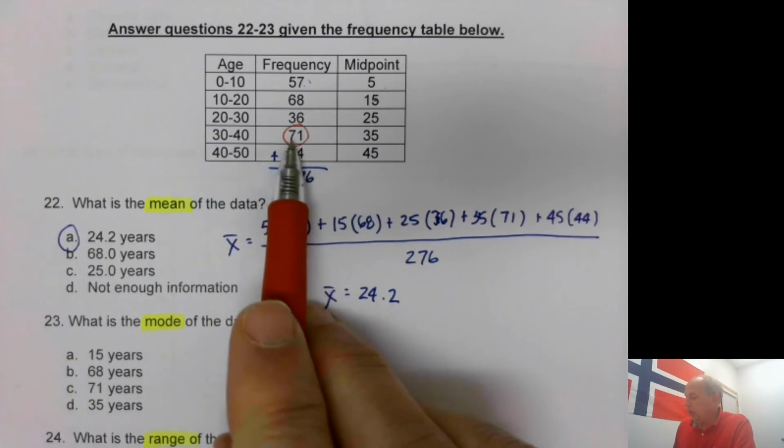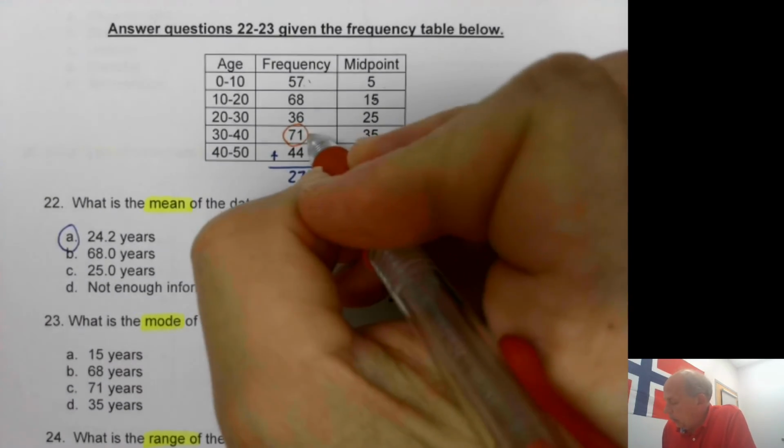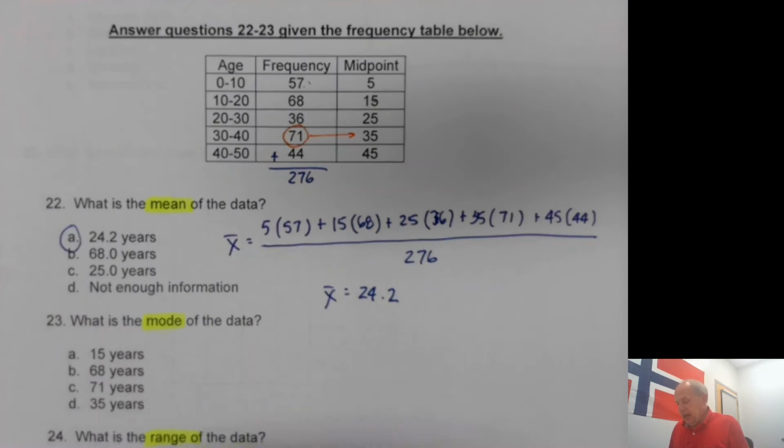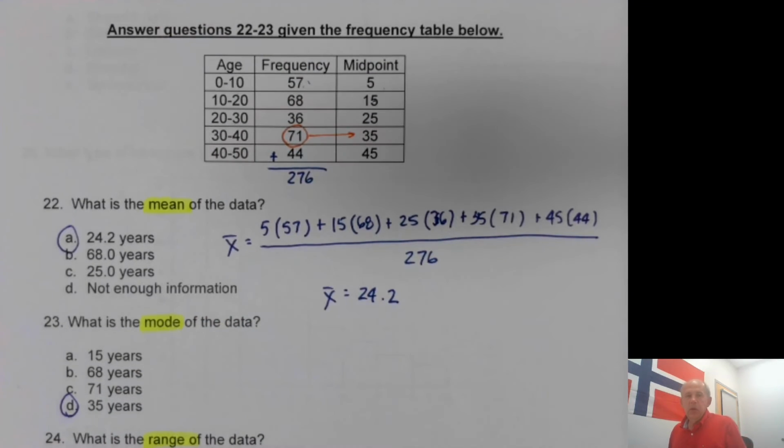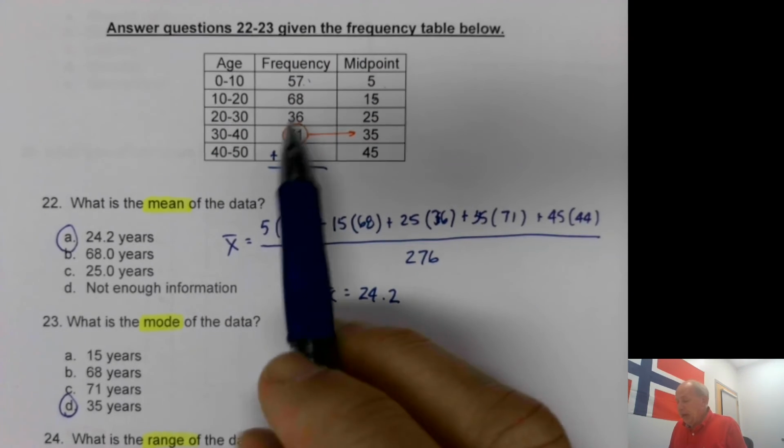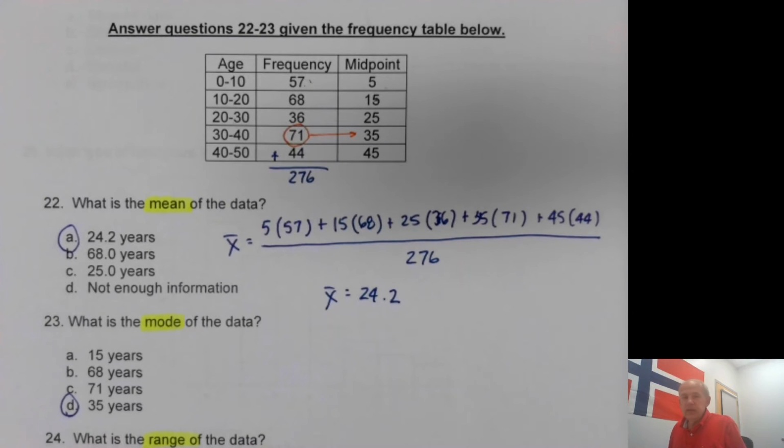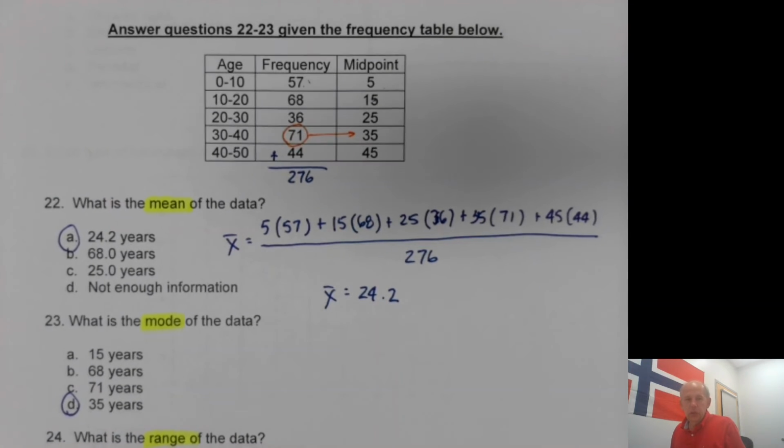For choice B, the mode of this data set is the most crowded interval, where most people are, the age group. There were 71 people in the most crowded interval. I don't have the data set, so I have to go with my midpoint as my mode. I went with 35 because they were the most at 71.